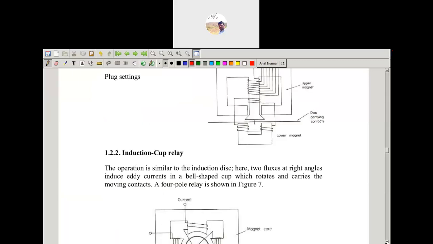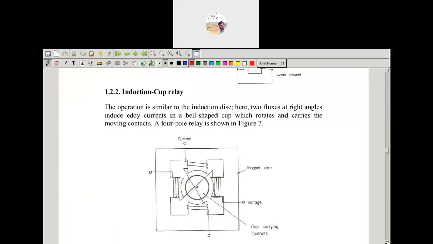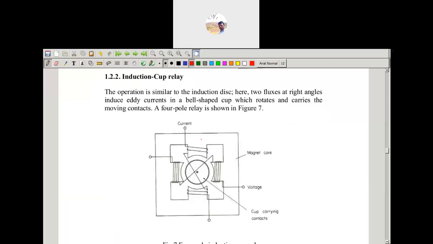So next we have the induction cup. Here it is behind the contact. It is similar to the induction disc, but here two fluxes at right angles induce the eddy current, and it's a bell shape. We have the contact, a magnetic core, and we have the winding in that, which takes input from the PTs and CTs. We have four poles, the 1, 2, 3, 4 poles are shown. Here the bell shape rotates, and the moving contacts are also placed there.